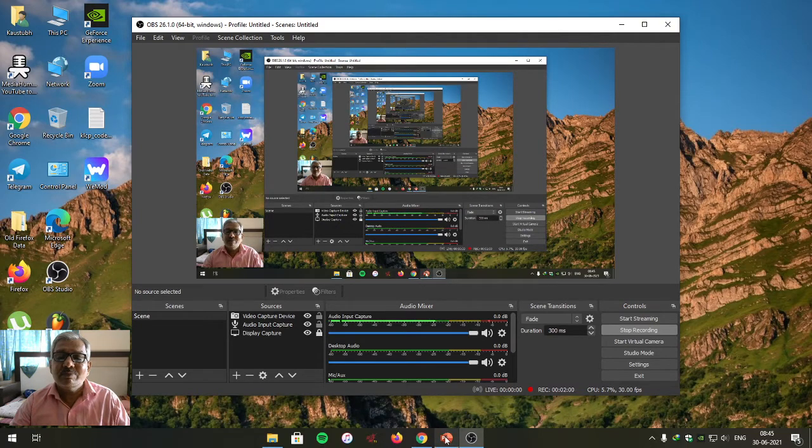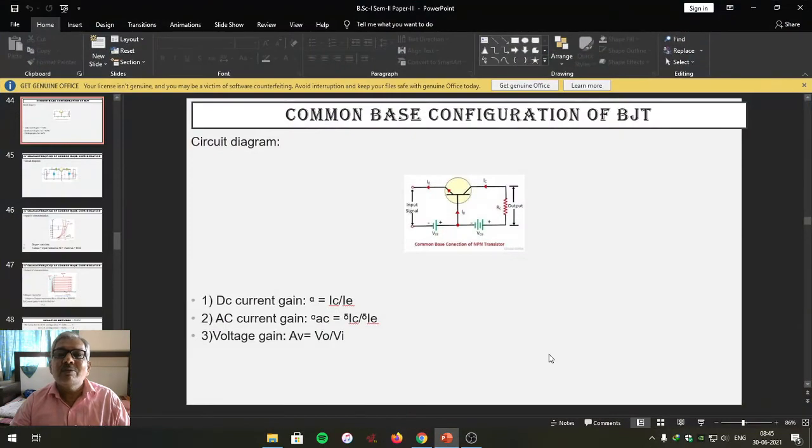Student friends, today we are going to discuss another configuration of the BJT, and that is known as common base configuration. Common base configuration means out of three terminals of the BJT, namely emitter, base and collector, base is made common for input as well as output.